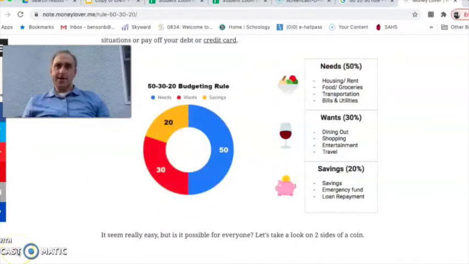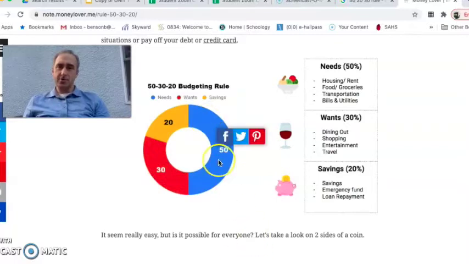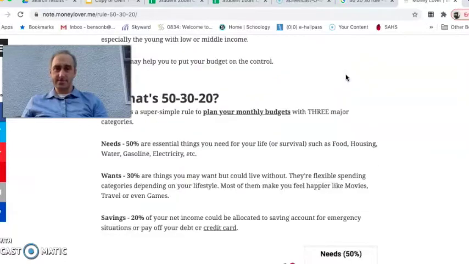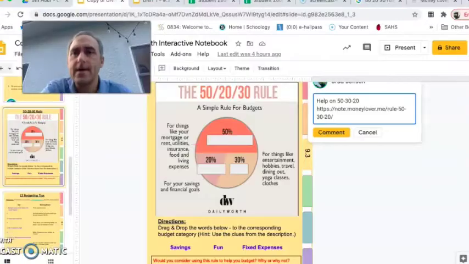The thing we're going to talk about is the 50-30-20 rule. That's where, when you're budgeting, you put 50% of your net income, your take-home pay, into your needs category, 30% into your wants category, and then pack 20% away into your savings. If you'd like to find out more about the 50-20-30 rule or 50-30-20 rule, you can go to this website over here.